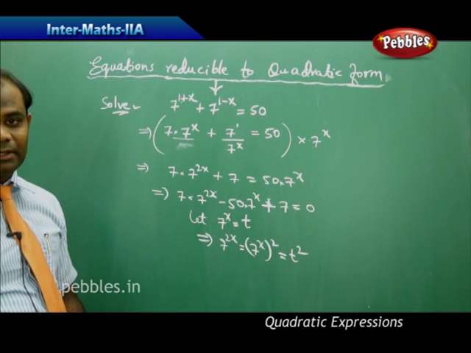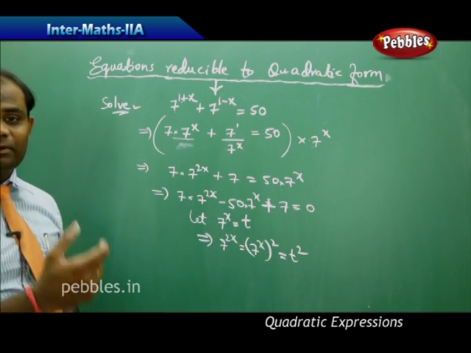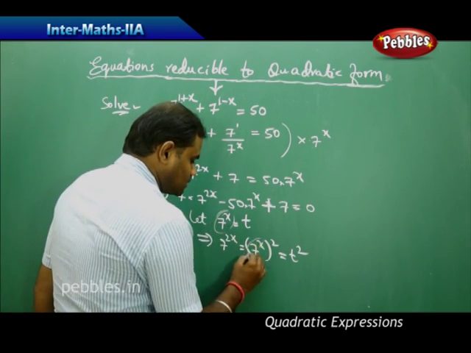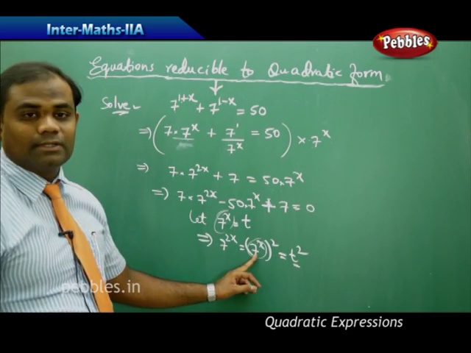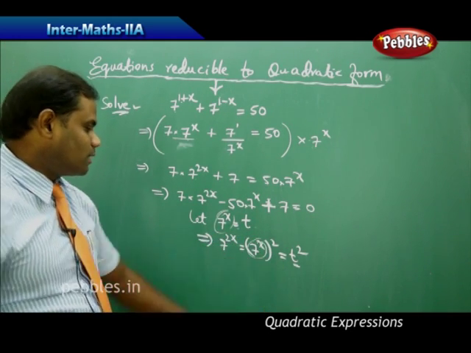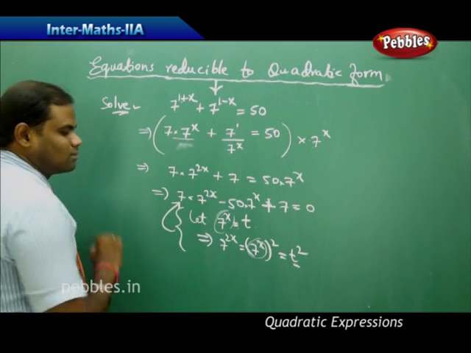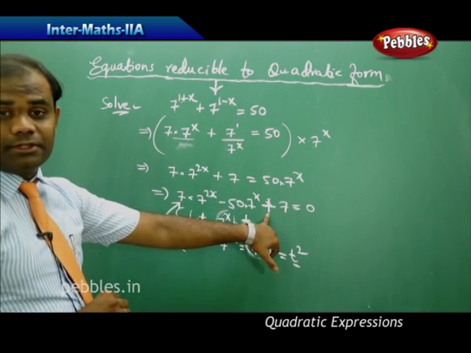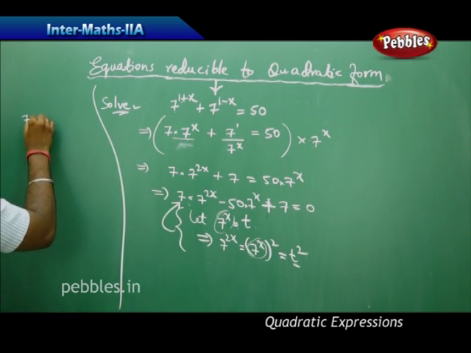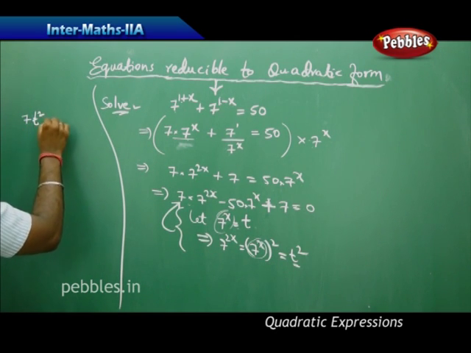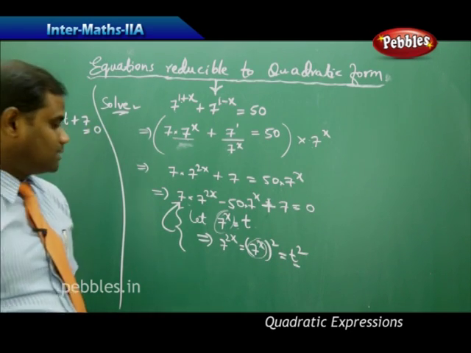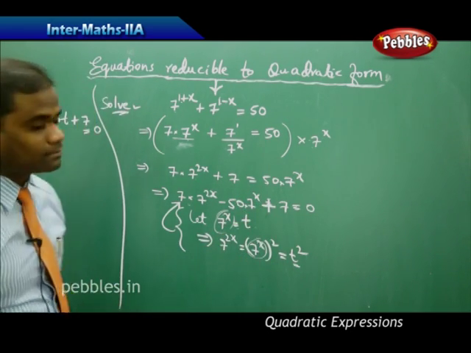Therefore, I can write 7 power 2x as 7 power x whole squared using the law of index: a power m whole to the n is a power mn. This is nothing but t substituted inside the bracket, so that t square. So I have 7 power x is t and 7 power 2x is t square, which I am going to substitute in the obtained equation. So let's see what I get. In the first case, this is 7 times t square minus 50t plus 7 equals 0.